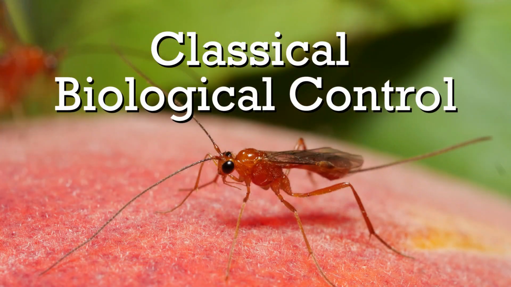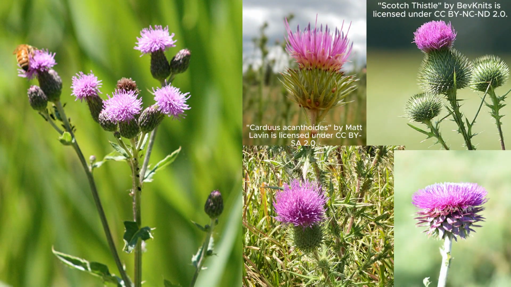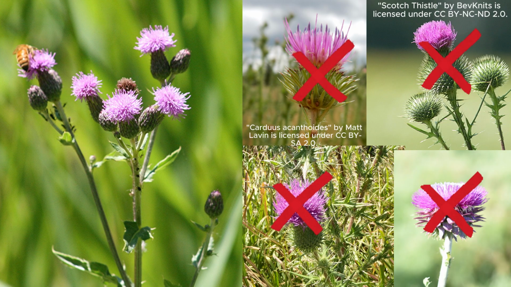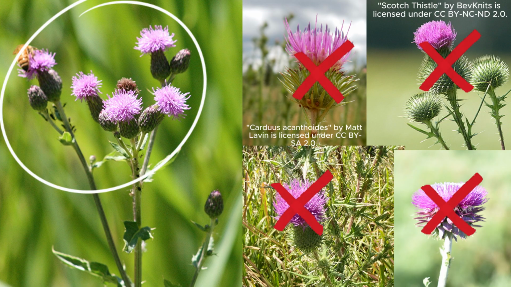When we think of pest plants or insects, we might think about categories of organisms that aren't very pleasing in a broad sense, like thistles that have irritating spines or caterpillars that eat crops. However, classical biological control focuses on individual specific species. So instead of targeting thistles in a broad sense, a biological control program would target a singular species of thistle.